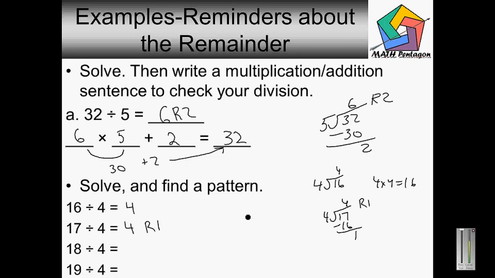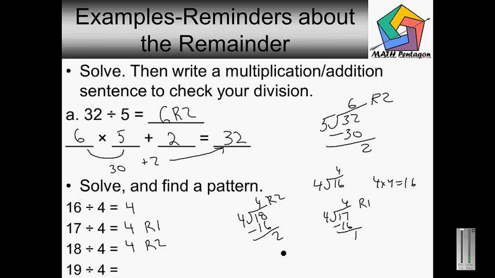Okay, let's do the next problem. 18 divided by 4. So how many times does 4 go into 18? So we write it out like this. 4 goes into 18 how many times? 4 times. 4 times 4 is 16. 18 minus 16 is 2. So we have a remainder of 2. So our final answer to this would be 4 remainder 2.